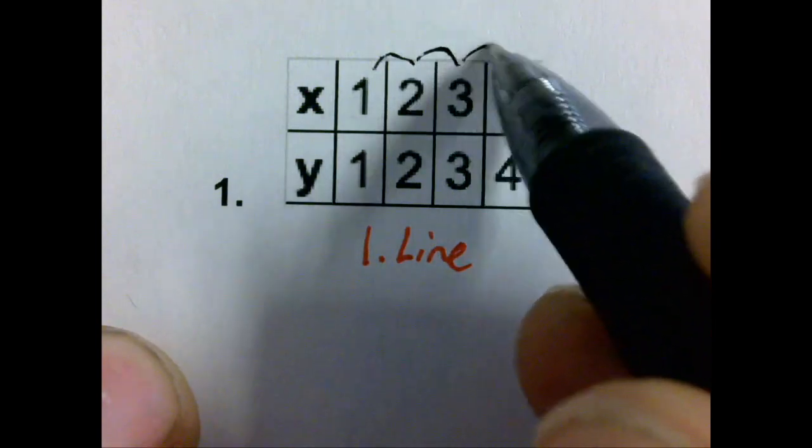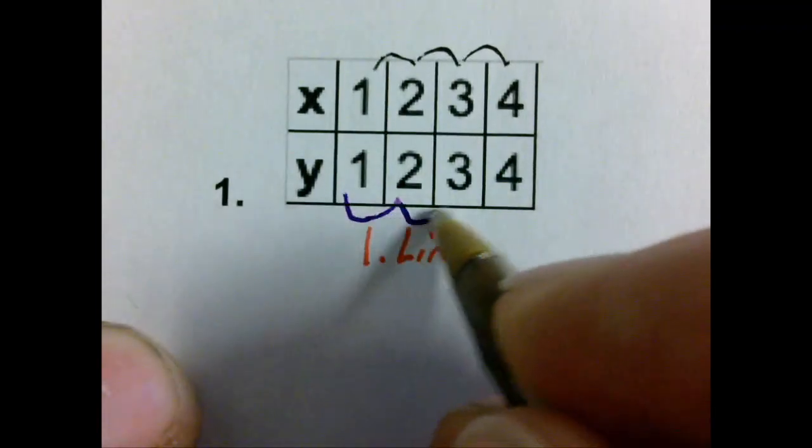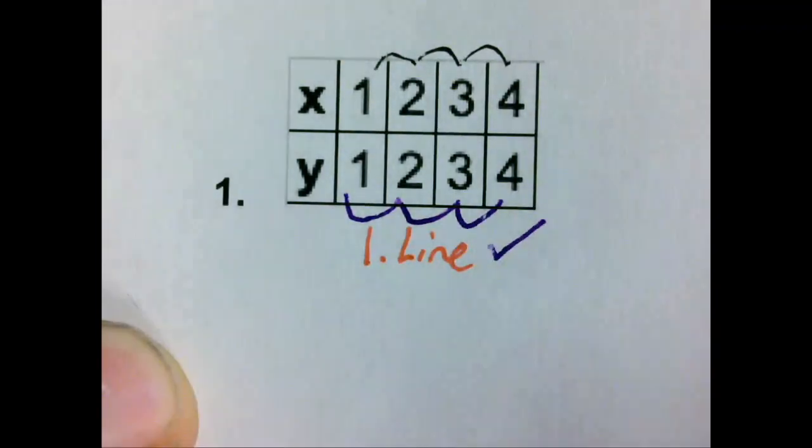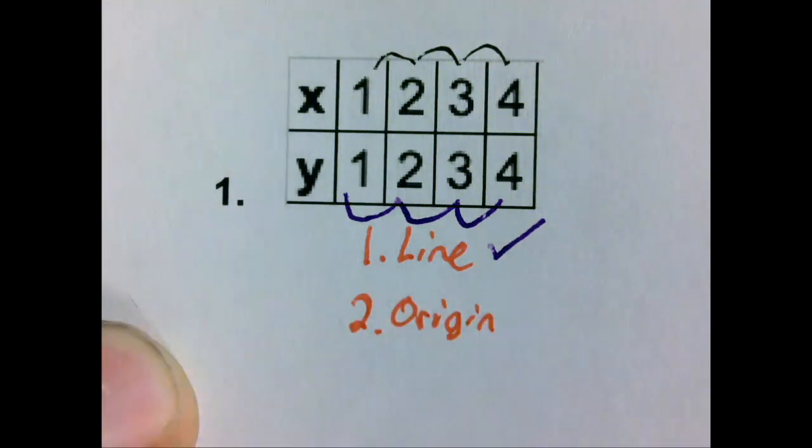Do our X values change evenly? Yes, they do. Do the Y values change evenly? Yes, they do. So it is a line. Again, I put a check mark by it. You can put yes, no, or whatever works for you. Number 2, it needs to go through the origin.